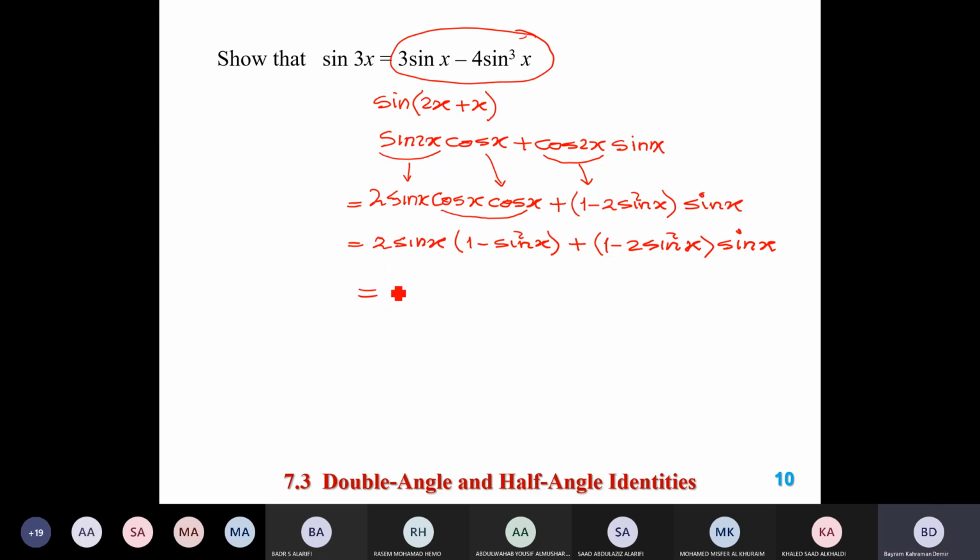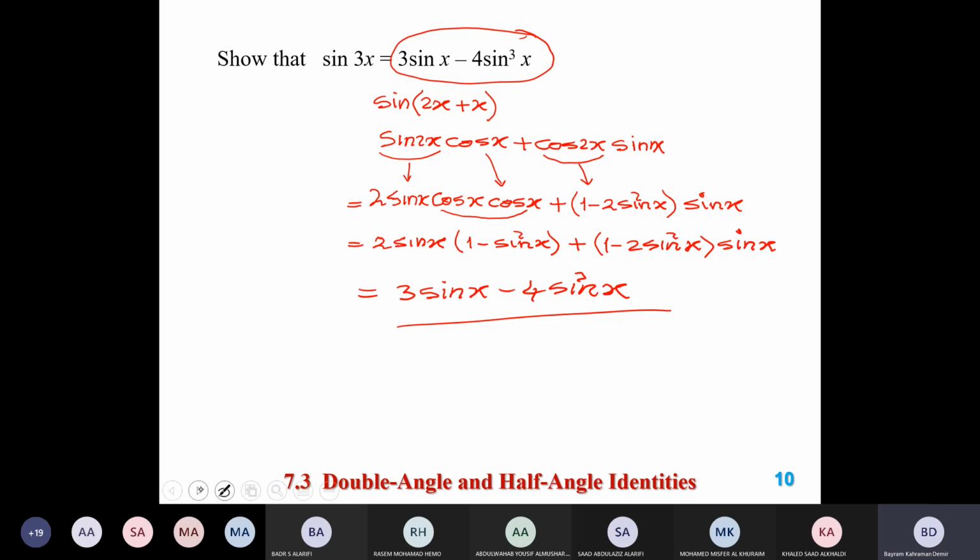All right. At the end, Shabab, when you multiply and reorganize it, you will get 3 sine x minus 4 times sine cube of x, Shabab. That is the famous sine of 3x.